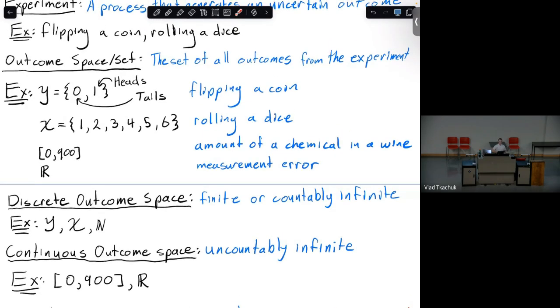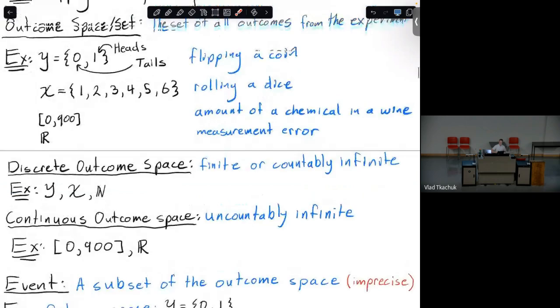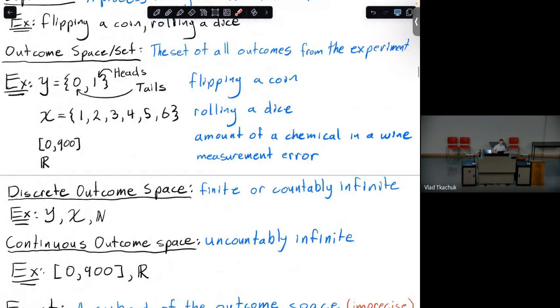It just means that the set of outcomes is finite or countably infinite. So examples are going to be like this Y or this X you saw, and I'm going to write it many times, so just remember X is rolling a dice, Y is the outcomes for flipping a coin. And another important one to know is the natural numbers, which is also called a discrete outcome space because it's countably infinite. And then uncountably infinite, you're going to see things which are like intervals or the real numbers. This is basically all you're going to see. So like the interval 0 to 900, or the reals.